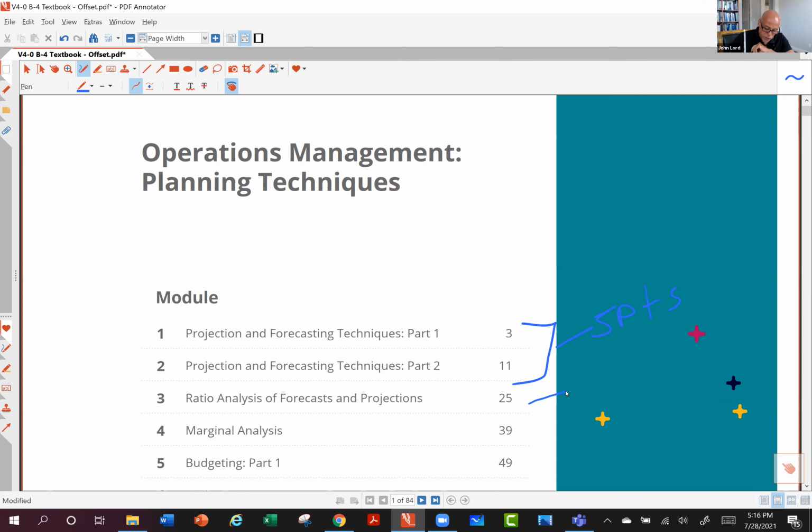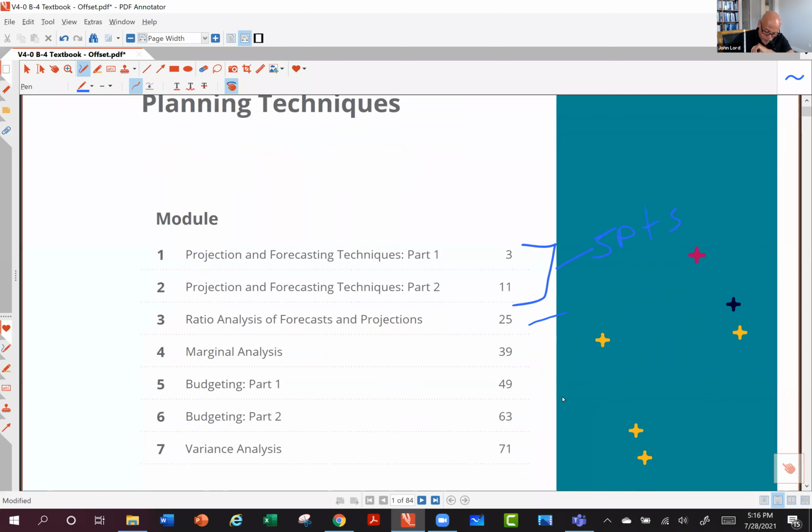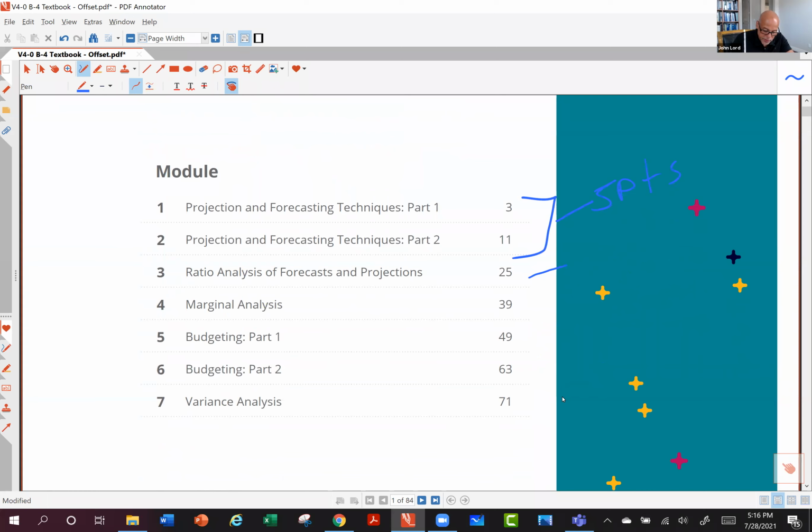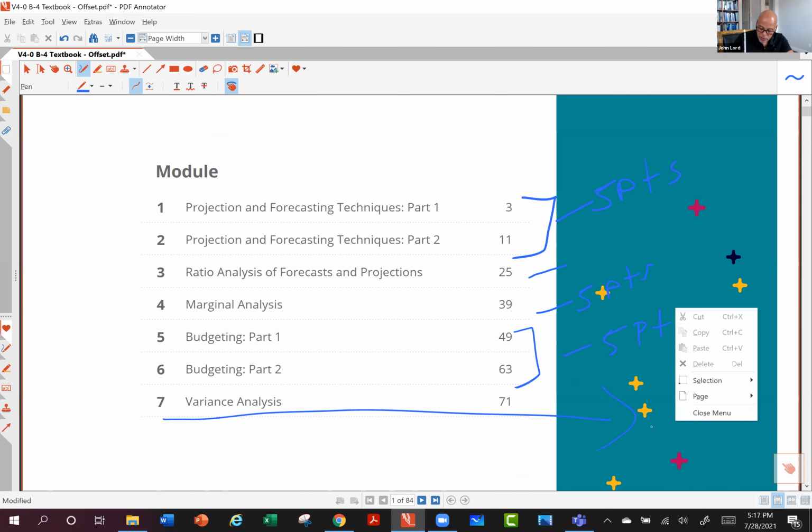We'll talk about marginal analysis, and that's going to be about 5 points on the exam. Next time we will get into budgeting. That's about 5 points. Okay, now hear me on this, guys. Do not mess around with, not paying attention to discussion of variance analysis. This is a 10 to 15 point area on the exam.